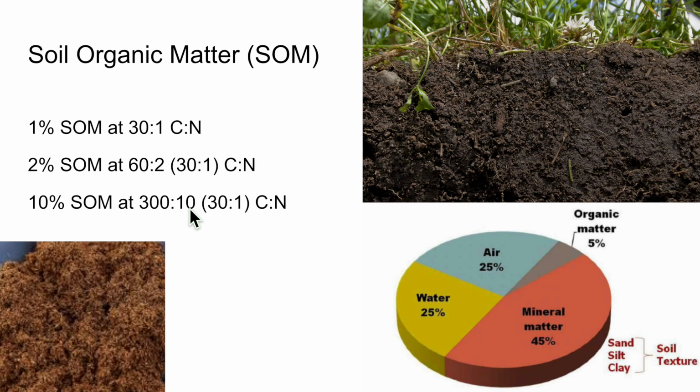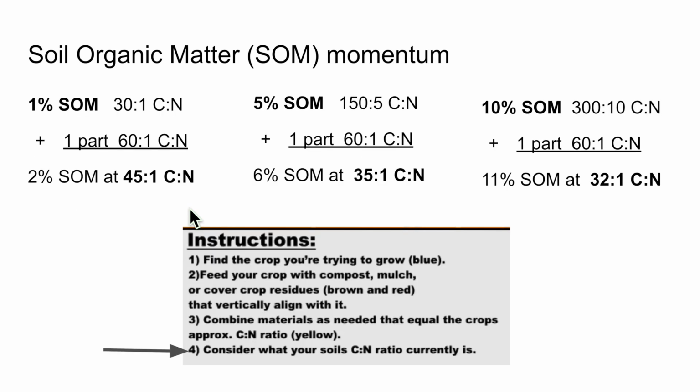They have the same proportion of carbon to nitrogen, but more total carbon to nitrogen exists in a higher organic matter soil. This is important to consider because it's relevant to point number 4 on the instructions. Let me illustrate with an example. Let's compare 3 soils. One with a 1% organic matter soil, another with 5% organic matter, and another with 10% organic matter. Let's say they each have a carbon to nitrogen ratio of 30-to-1.